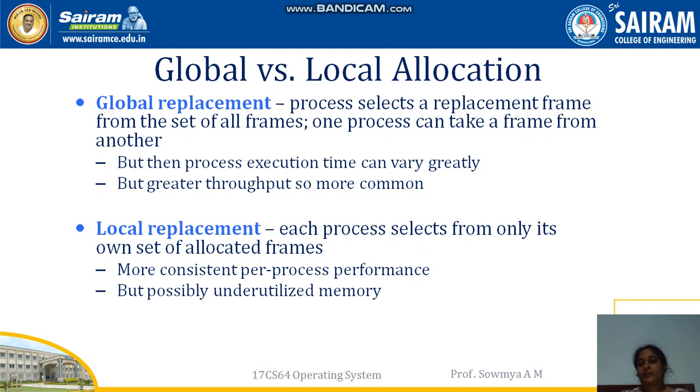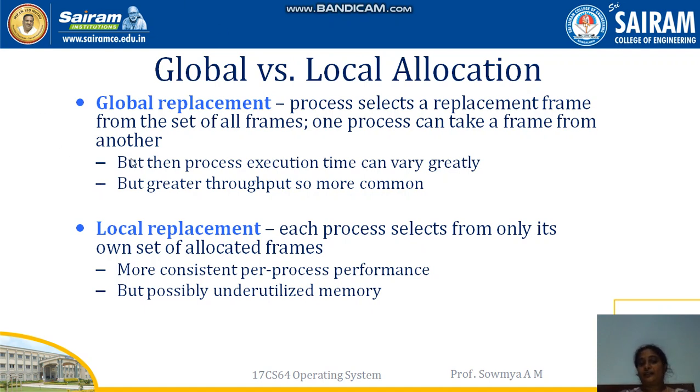In global replacement, it's like our global variable. Any user function or any function can use that variable. So here any process can take any other process's frame for its replacement. It's global. The main memory has the complete set of frames, so any process in that main memory can use any other process's page as a victim for replacement.